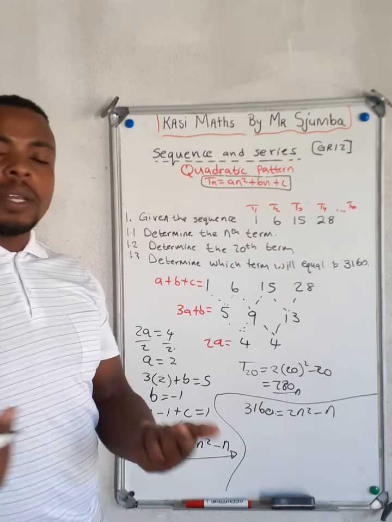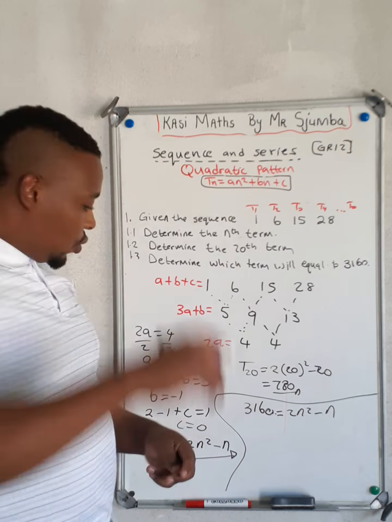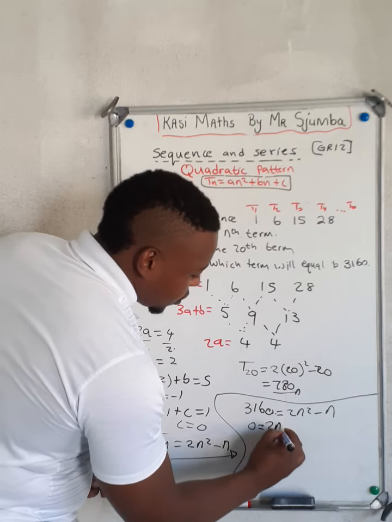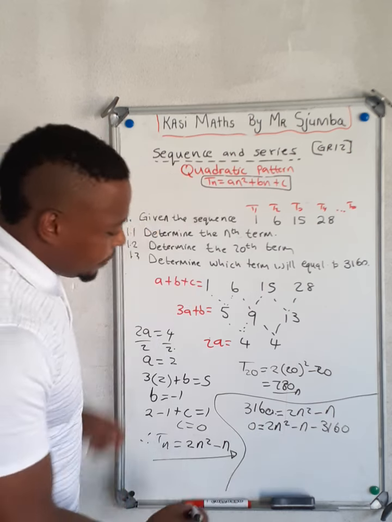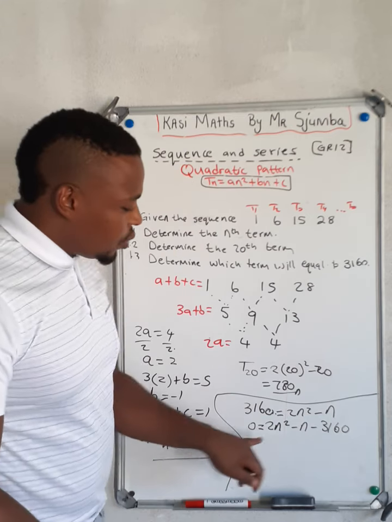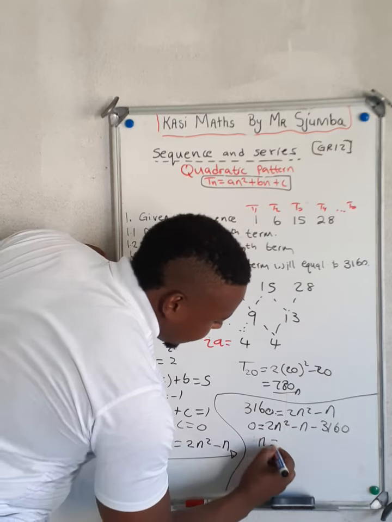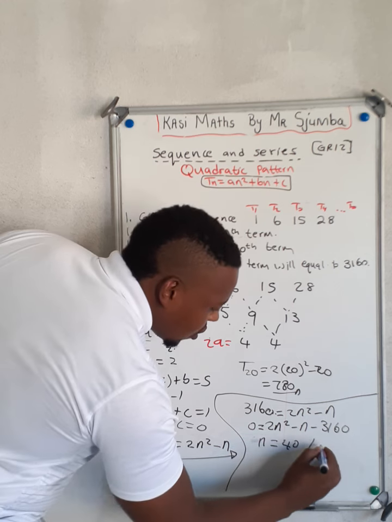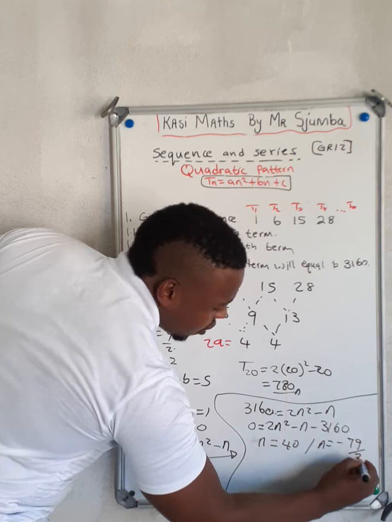So this is quadratic. Whenever you're solving a quadratic equation, you equate it to 0, or put everything on one side so that it equals 0. So 0 equals 2n squared minus n minus 3160. And then we factorize, or we just use the quadratic formula. So with the quadratic formula, n will equal 40, and n will equal minus 79 over 2.